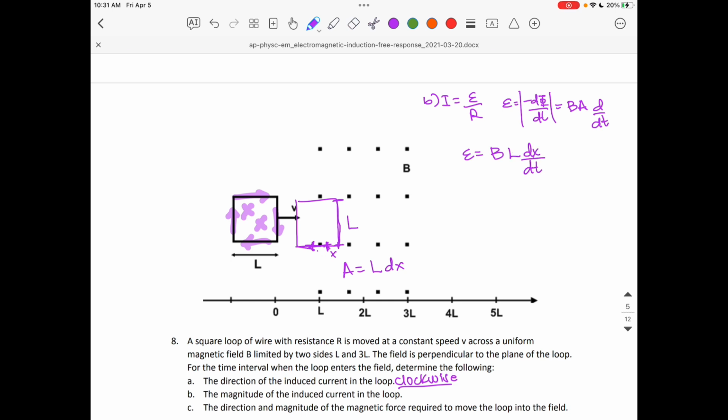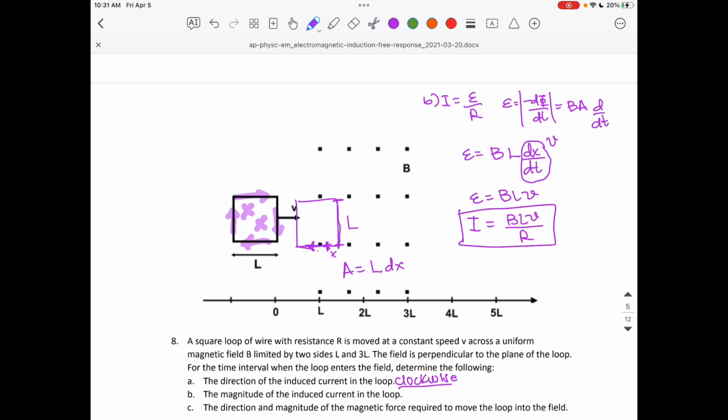We still have our dt, and this, as we've gone over many times, is a change in distance over change in time. That's just velocity. So EMF is BLv, but our current is BLv over R.